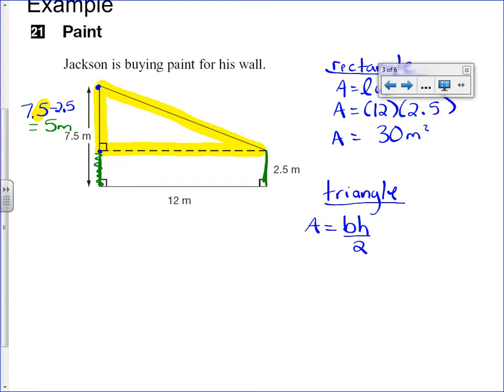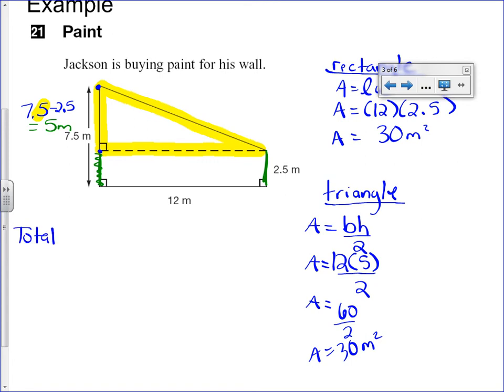So Nick, what will I plug into that formula now that we figured out what my height is? Good. And what will I write next, Lucas? Good. So it was 60 over 2. A equals 30 meters squared. Now I'm not done here. I have to find the total area. So, Andrew, what am I going to do here to find the total area?